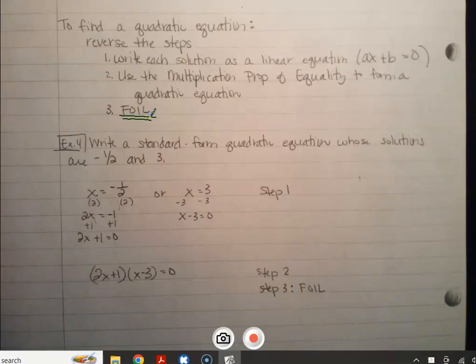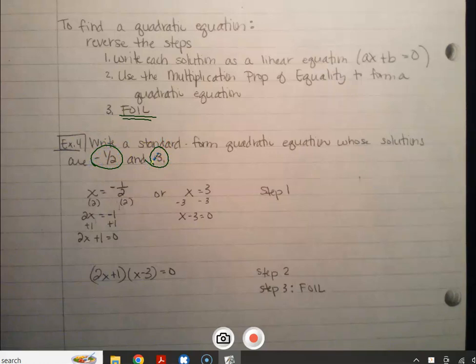So let's look at example 4. Again, it's kind of been done for us. I've done part of it for us to get us through there. So we write a standard form quadratic equation whose solutions are -1/2 and 3.